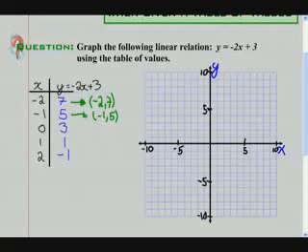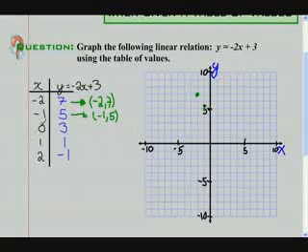Now, once we've finished labeling our axes, what we're going to do is plot the points from the table of values. So the first one's at negative 2, 7. So on the x-axis, I go negative 2 and then up 7. And I plot a point. The next value is at negative 1, 5. So go on the x-axis, negative 1 and up 5.